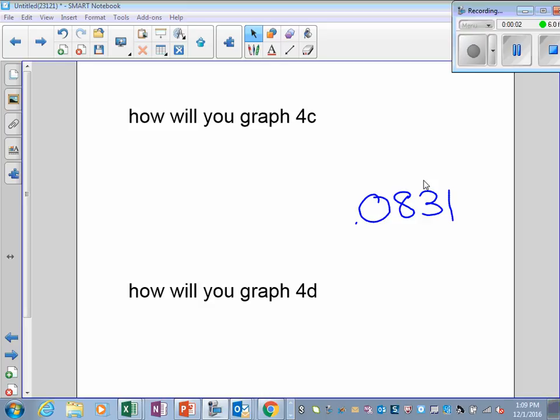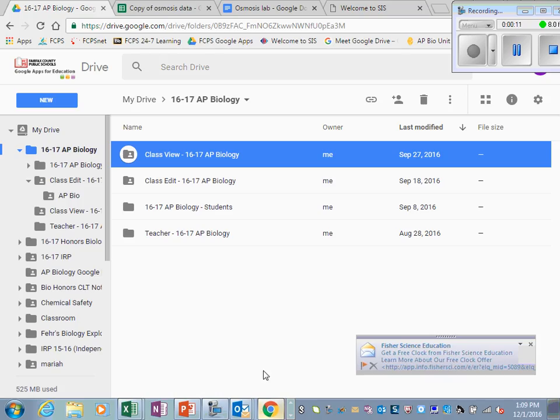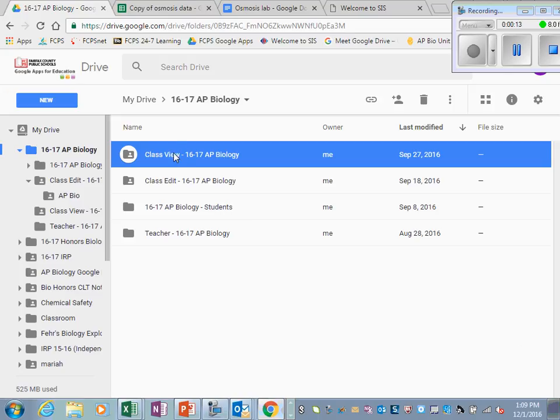So for the lab, what are you going to learn from the data? I moved the lab data to class view. Why did I move it to class view? So no one can change it or screw things up. You can still see it, but you can't change it.